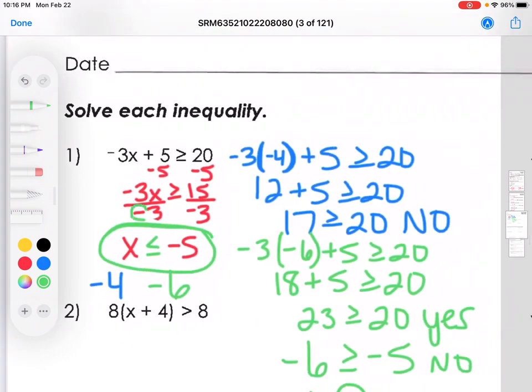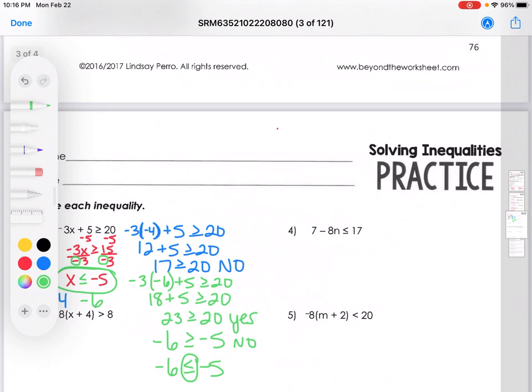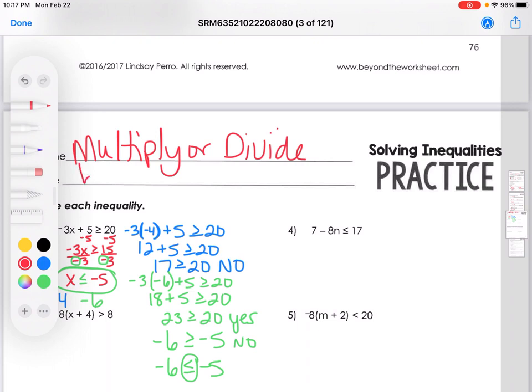So when you multiply or divide both sides by a negative, your symbol will switch. So if you multiply or divide both sides by a negative, you must flip your sign.